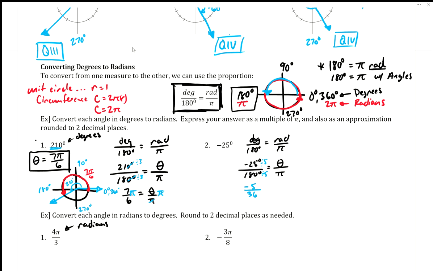And then equal to theta over pi. Well, again, just like last time, now that the fraction on the left is fully reduced, we just need to multiply the pi on both sides. So if we multiply both sides by pi, those pi's cancel, and we're left with negative 5 pi over 36. Okay, so that is the angle measurement in radians.